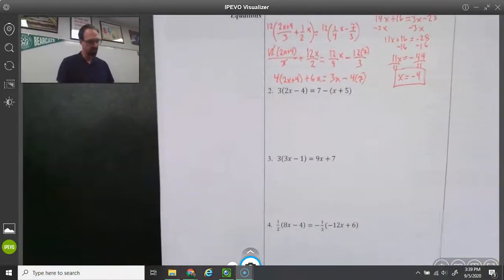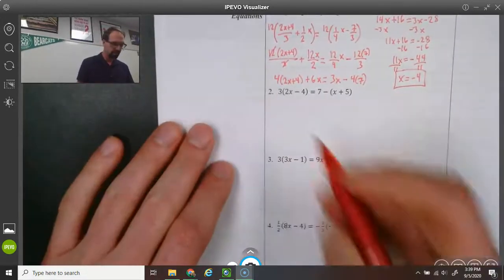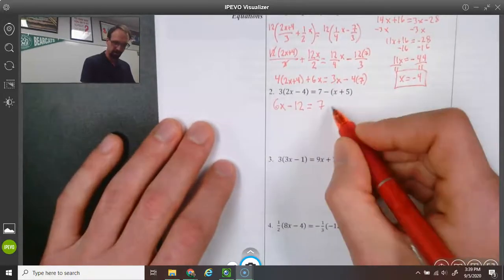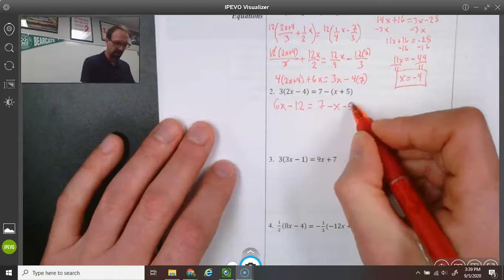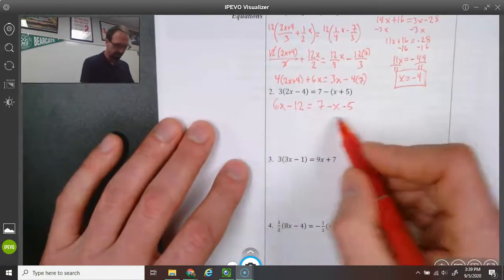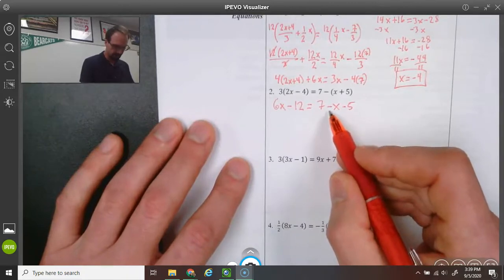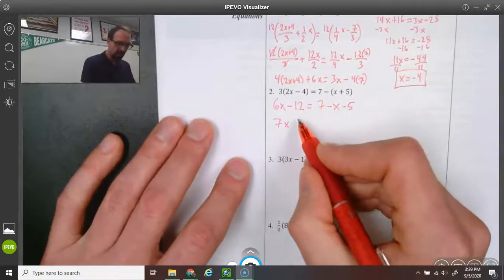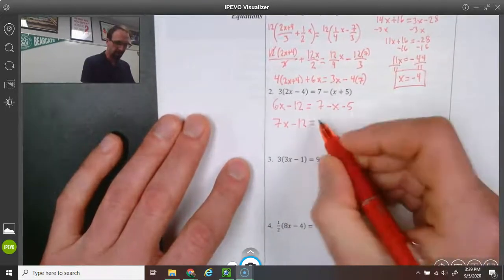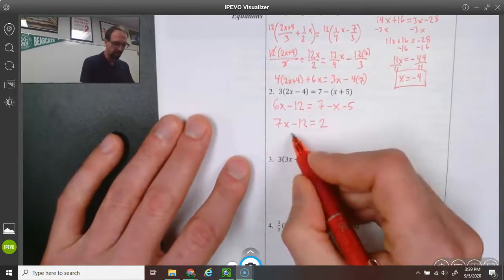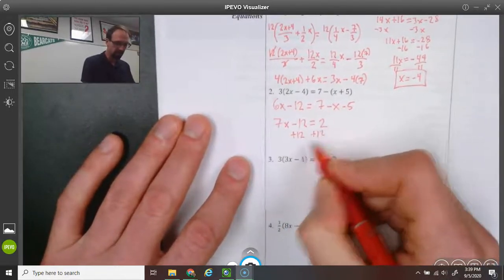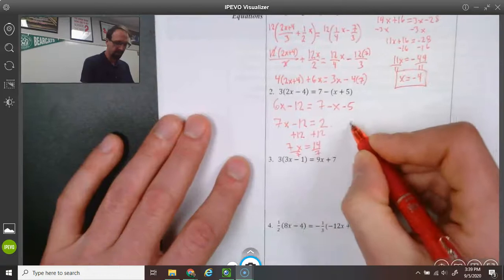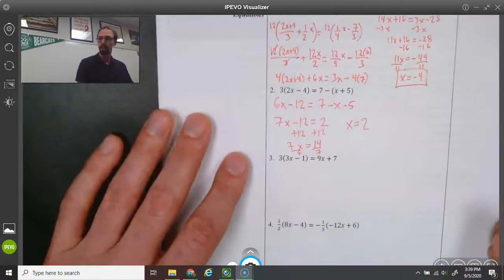Number 2, this we can simplify through by distributing. So this gives me 6x minus 12 equals 7. Don't forget to distribute the negative sign. Minus x minus 5. Simplifying, so if I add x on both sides here, that gives me 7x. And then minus 12 equals 7 minus 5 is 2. And I can add 12 on both sides. Add 12 here, add 12 here. I get 7x equals 14. Divide by 7, and I get x equaling 2. So that is also a conditional.